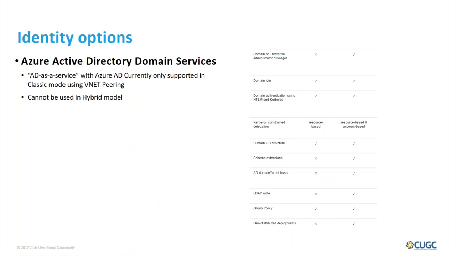So let's say you have an on-premises Active Directory and you want to extend it to Azure, but that's not supported with this feature yet. Another limitation is that this has only been supported in the classic deployment mode in Azure called Azure Service Management, but that's the legacy model. But you can still use it with Azure Resource Manager, but you need to use something called virtual network peering to link the service from the old provisioning model to the new one.